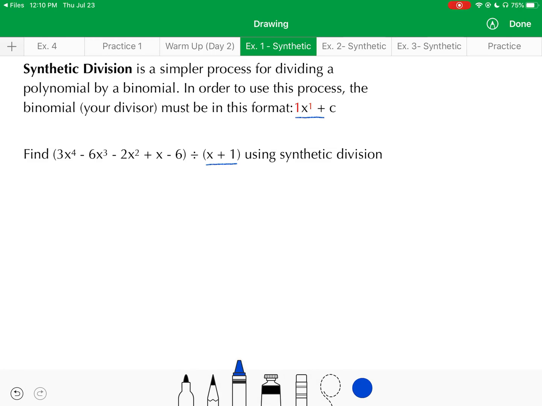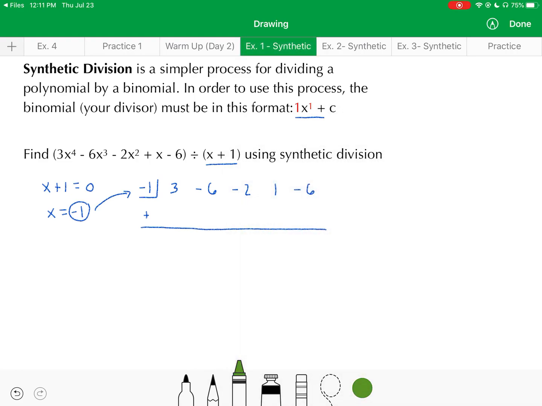Okay, so here's the process. First thing you're going to do is take that divisor, set it equal to 0, and solve for x. Okay, you're going to take that result of -1 and you're going to put it in what I like to refer to as the box. Okay, so this number is going into the box. And then to the right of the box, you're going to write your coefficients from the dividend. So that would be 3, -6, -2, 1, and -6. Then you're going to put a plus sign followed by a long line there.